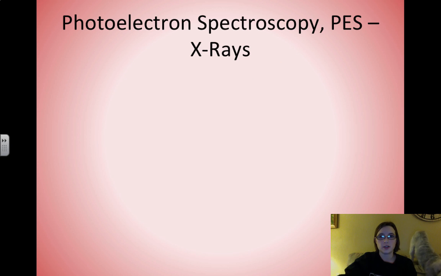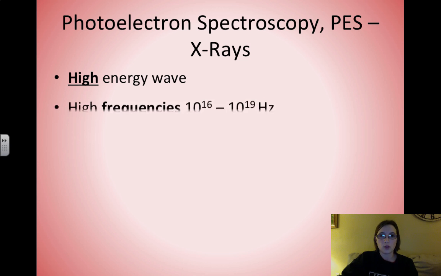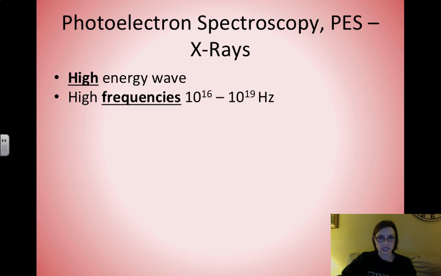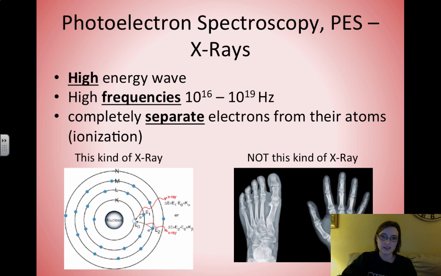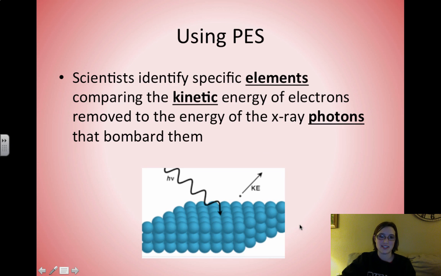Photoelectron spectroscopy, or PES, utilizes X-rays. X-rays are a very high energy wave, which means a very high frequency. So, high energy, high frequency. These energy waves are so intense that they can completely separate electrons from their atoms. This is all about ionization, taking those electrons away from the atoms. Just a reminder, it is this kind of X-ray, not this kind of X-ray. Two different types of X-rays.